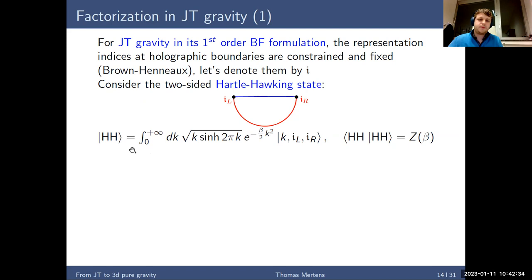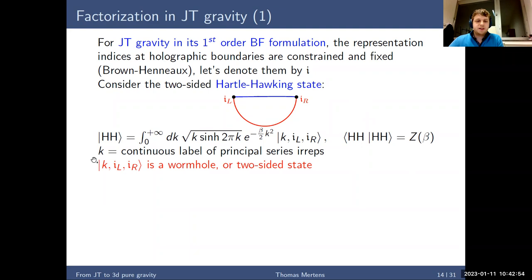So this is the Hartle-Hawking state, and by definition, it satisfies the property that if you take this state and compute its norm squared, you just get the partition function. That means you take the bottom half of the disk and glue it to the top half, and you get back the full disk. So this K label is a representation label, and in this case, it's a continuous label of the principal series irreducible representations of SL(2,R).